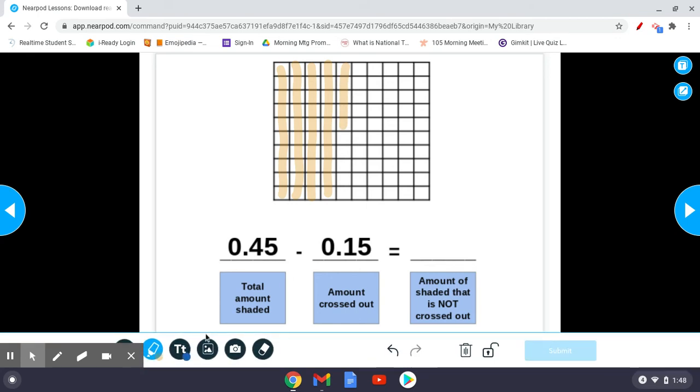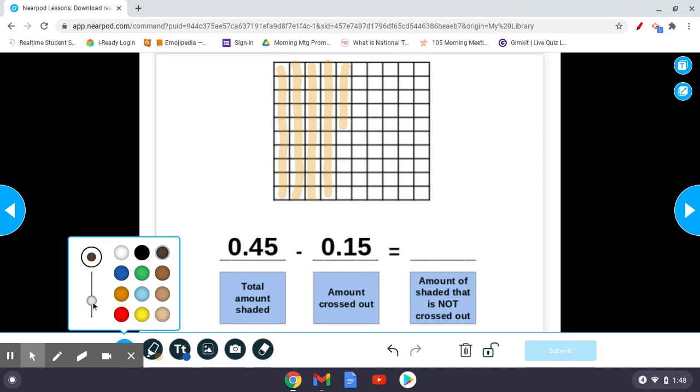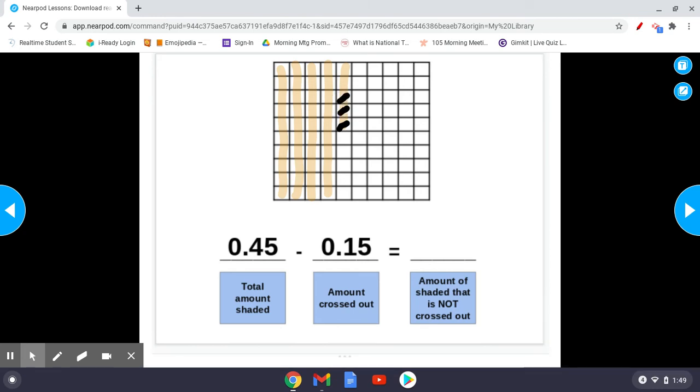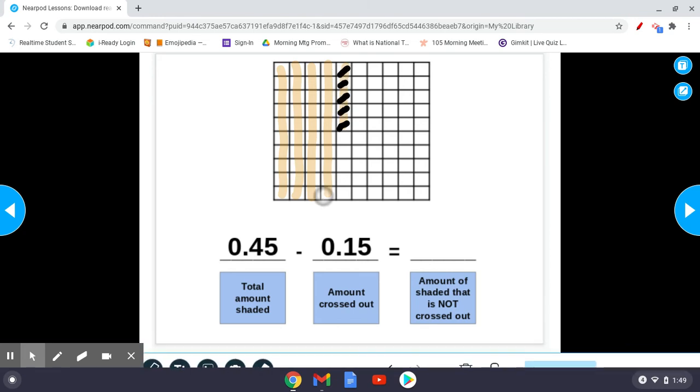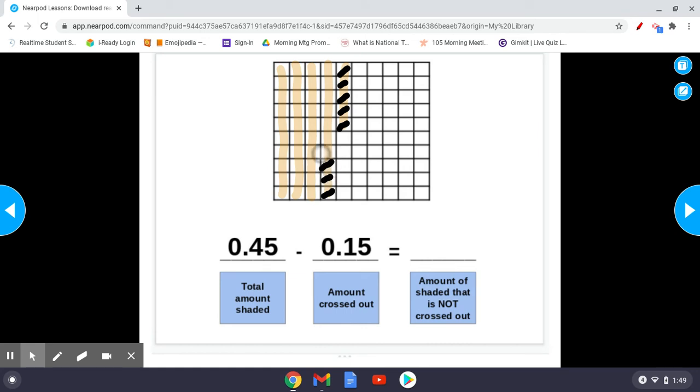So now I need to go ahead and cross out. So I'm going to switch over, and I know I need to cross out 1500s, and 1500s means 15 little boxes. So what I'm going to do is start at the end and work backwards. And you saw that in the model. They all started crossing out from the right side going this way. So instead of using X's, I'm just going to use little slashes. So 1, 2, 3, 4, 5, 6, 7, 8, 9, 10, 11, 12, 13, 14, 15.